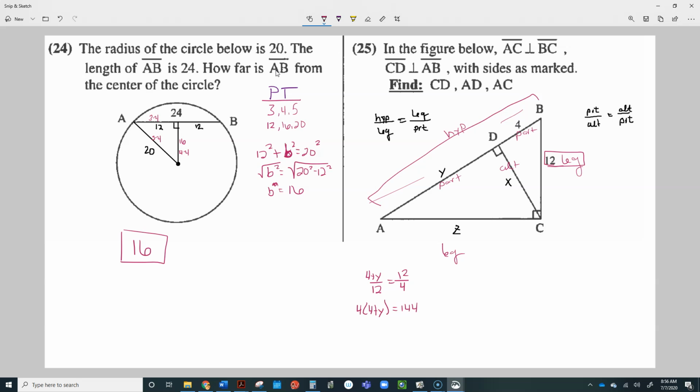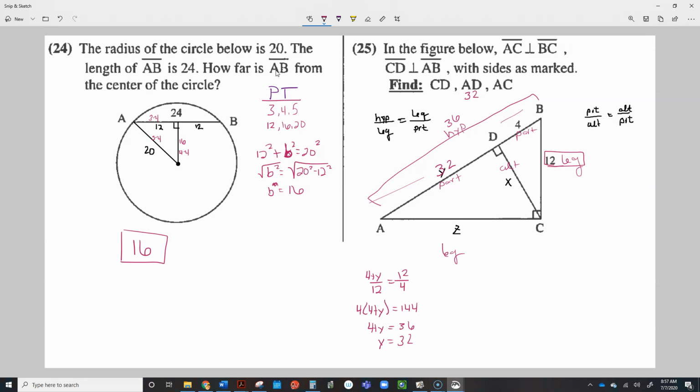And I can distribute, or I can just divide both sides by 4. I'm going to divide both sides by 4. You know why? Because people always mess up with the distribution. So 144 divided by 4 is 36. Subtract 4 from both sides, and y is 32. So AD right here is 32. So this measurement right here is 32. That means that the whole hypotenuse now is 36, because 32 plus 4 is 36.